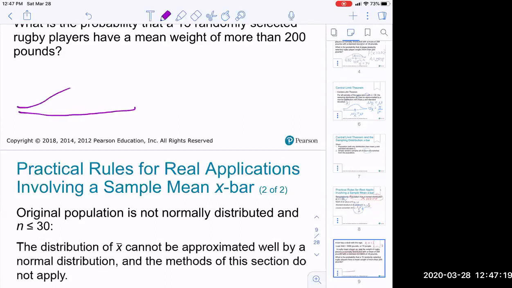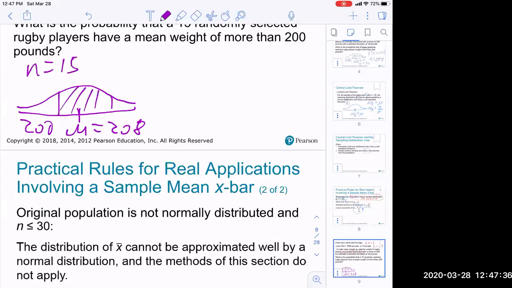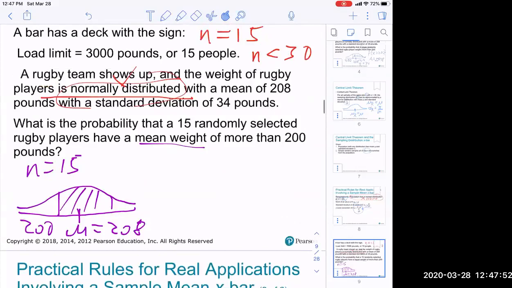I set it up. The mean, 208. I'm looking for the probability that my 15 rugby players have a mean weight greater than 200 pounds. Because if they have a mean weight of more than 200 pounds, 200 times 15, that's over 3,000 pounds, the deck is going to fail.